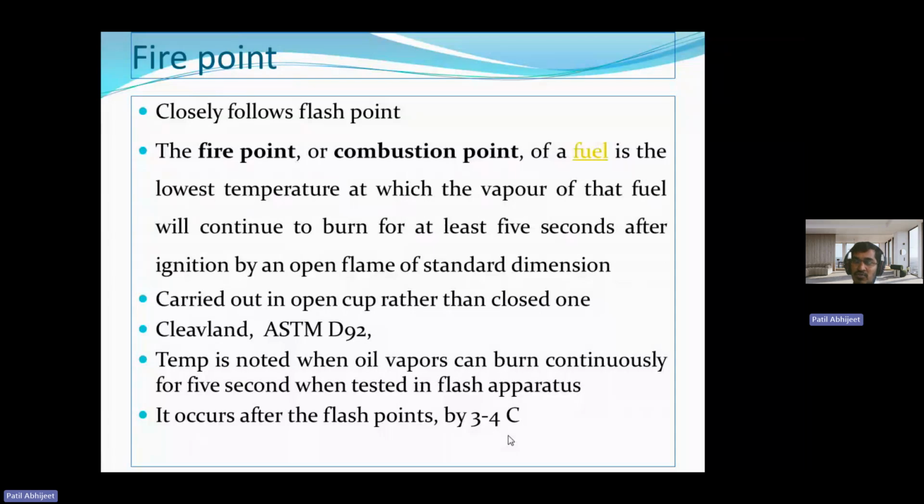Cleveland is the name of the scientist who invented this particular test, and it is the American Society for Testing and Materials standard ASTM D92. ASTM D92 is the specific test used for determining the fire point. So just remember that.